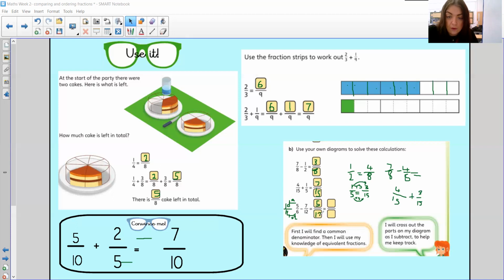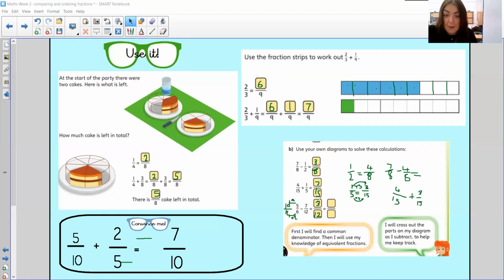twelfths. Oh, what am I doing? No, that is not right. Let me look at my question again. 10 take away 7. So not 12, I don't know where I got 12 from. 10 take away 7. So 10, 9, 8, 7, 6, 5, 4, 3 left. So it's actually 3 twelfths. Okay, 3 twelfths. Now I can see a relationship here because 3 and 12 are both in what times table? They're both in your 3 times table.